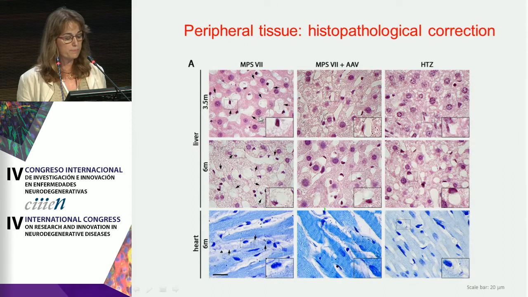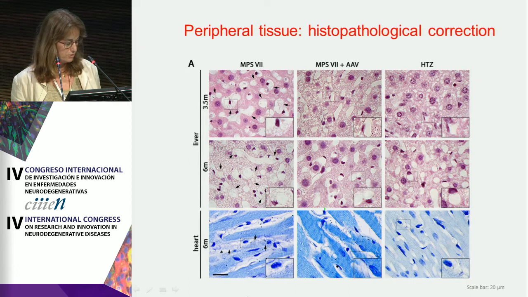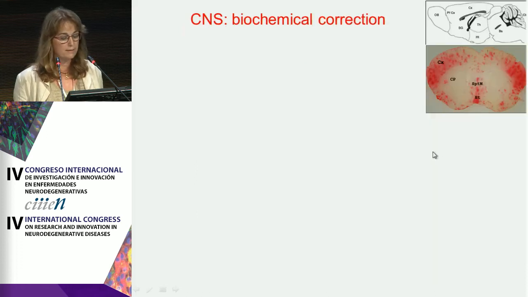When we look at the histopathology in the liver, for example, we could see this lysosomal enlargement, this kind of vacuolization in most of the cells in the liver here, or in the heart, that is completely normalized in the treated animals, similar to wild-type animals.